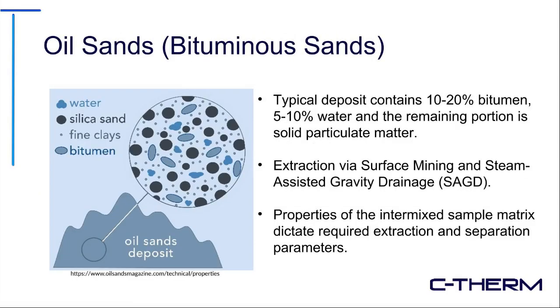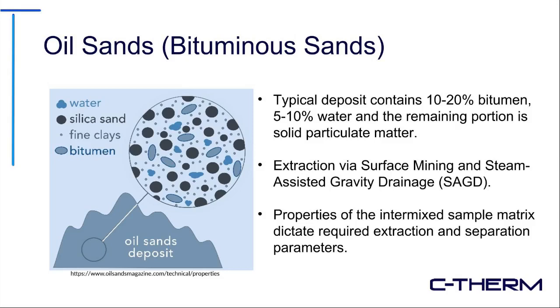The other one I wanted to highlight here are oil sands, or bituminous sands. These are different from your typical deposits, because whereas the other ones are in the earth and you have to extract the oil out, these are basically mixed in with various solid materials. A typical deposit will be anywhere from about 10 to 20% bitumen, 5 to 10% water, and the remainder is solid particulate matter.